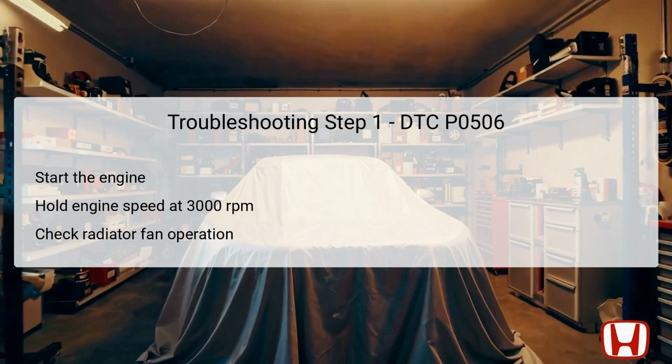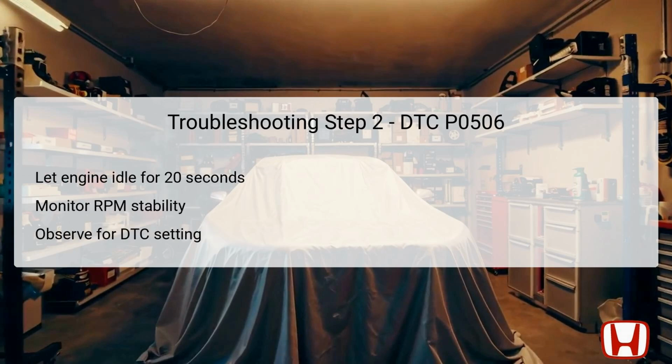This step is crucial as it simulates typical engine conditions under which the throttle body and idle control system are evaluated. By ensuring the engine remains at this RPM for a defined period, technicians can observe any discrepancies in the expected performance. After executing the first step, allow the engine to idle for a minimum of 20 seconds. During this period, closely monitor the RPM stability to determine if the actual idle speed aligns with the target idle speed recognized by the PCM.